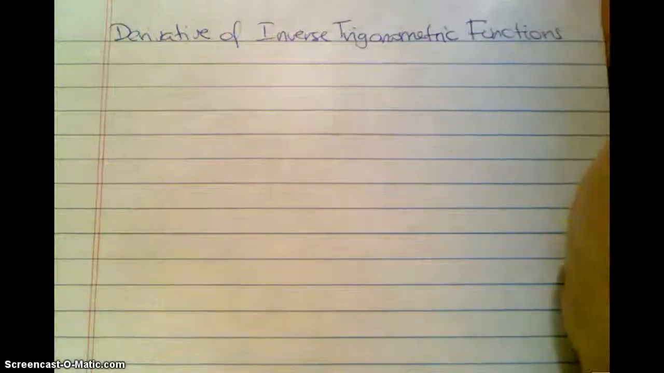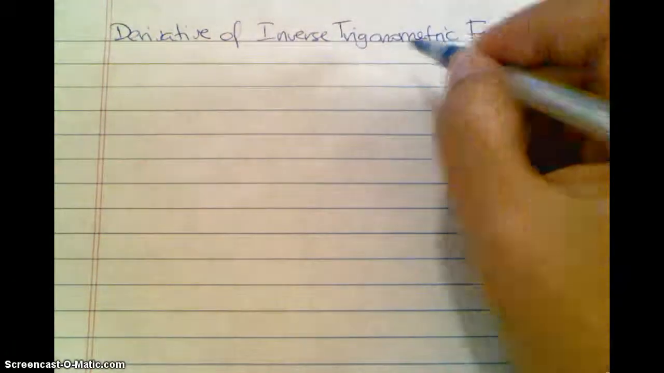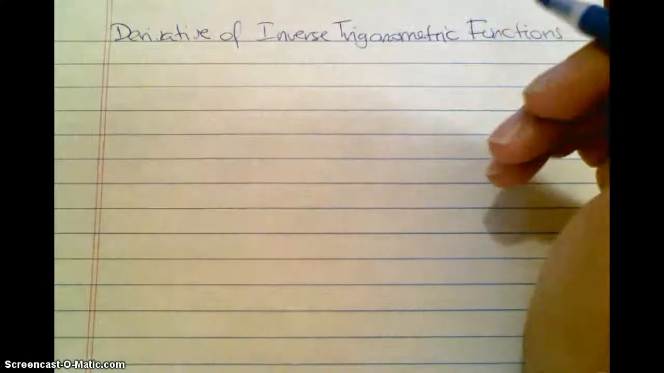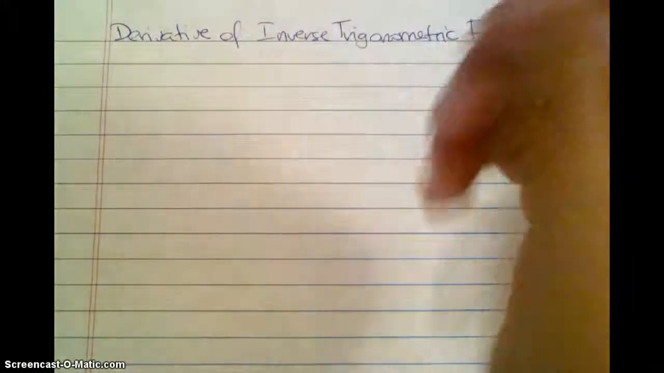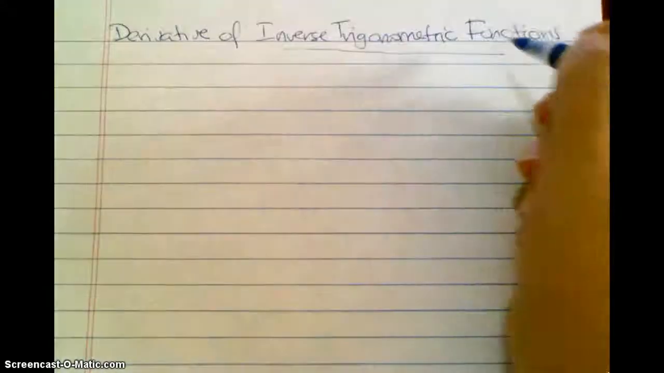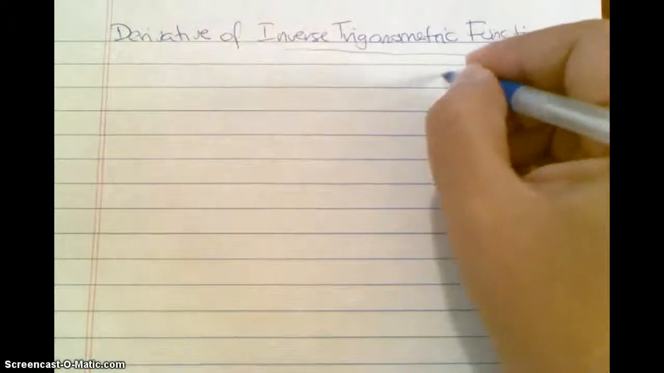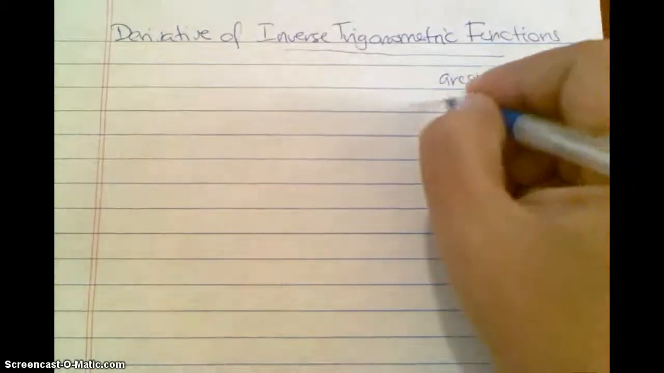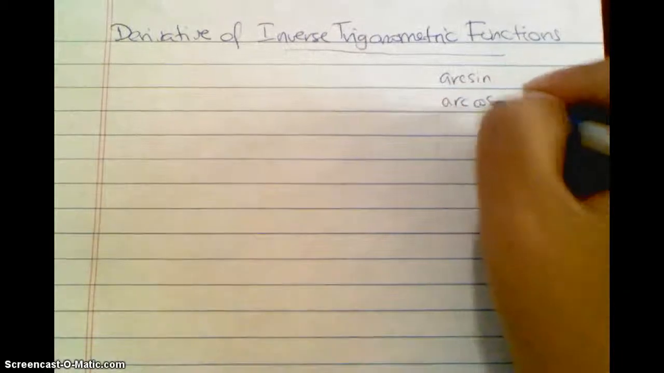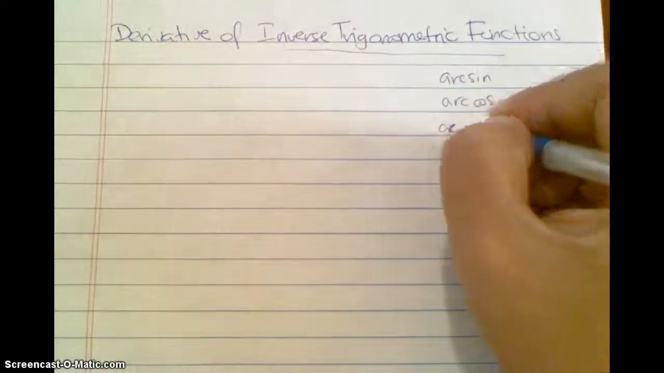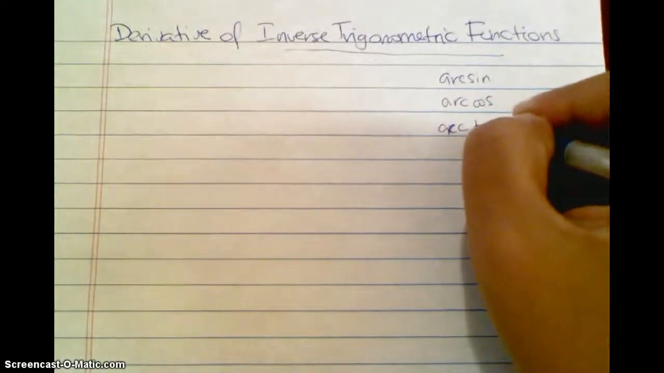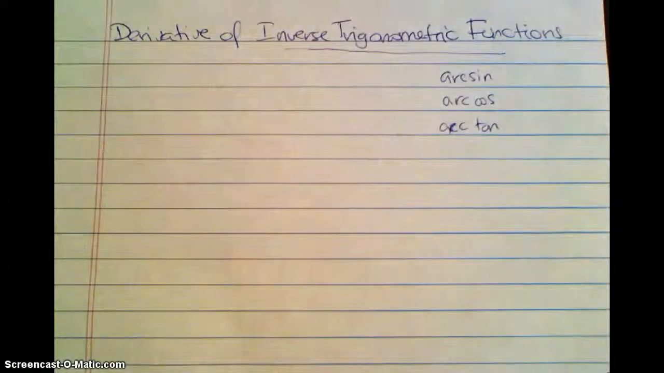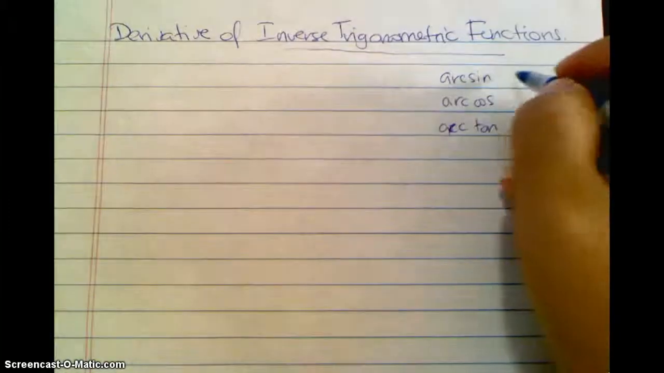Okay, now the derivative of inverse trigonometric functions is possible if we know implicit differentiation. So let me remind you, inverse trigonometric functions are all the functions that look like arcsin of x, arc cosine, arctangent, and we can have arc cosecant, arc secant, and arc cotangent as well.